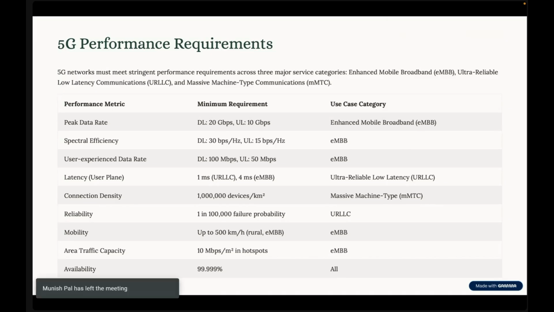And this availability doesn't come under any single use case category like enhanced mobile broadband or ultra reliable low latency. It should be under all. Unless you have seamless mobility, you cannot expect any of the use case categories to run smoothly. So basically, these are the basic 5G performance requirements.